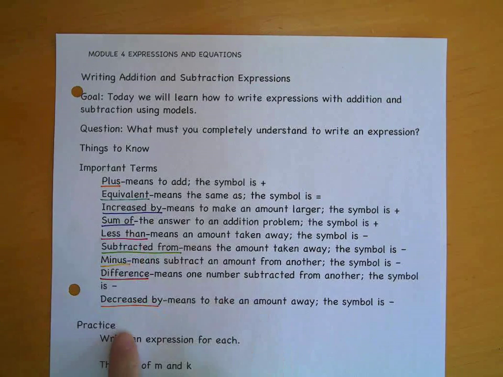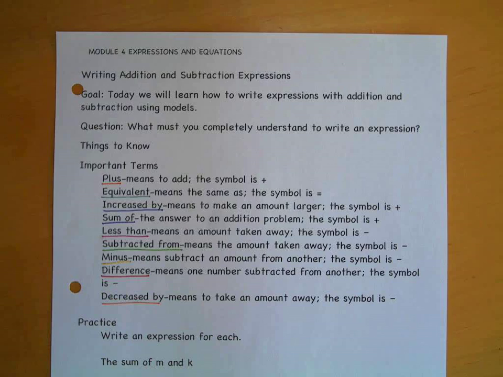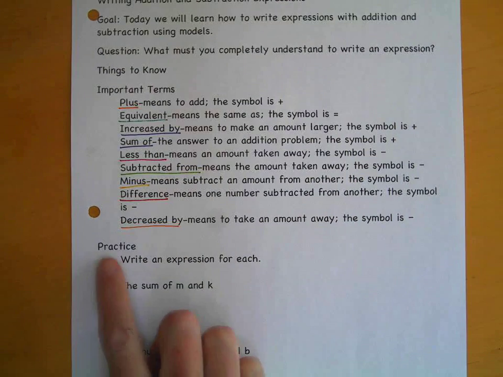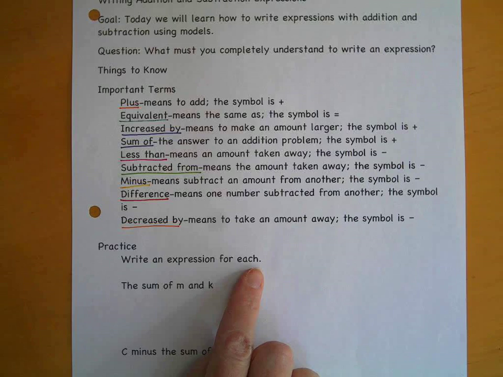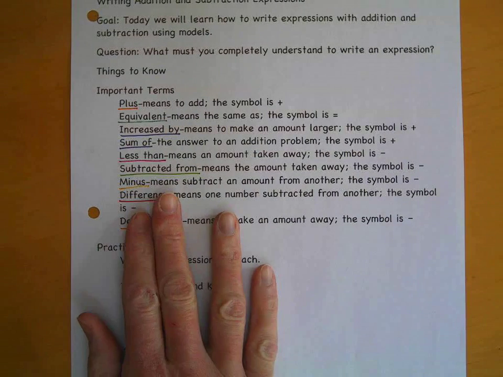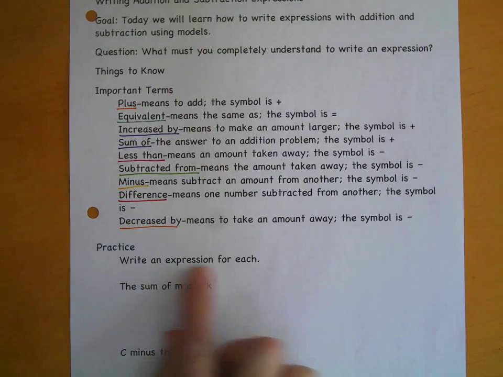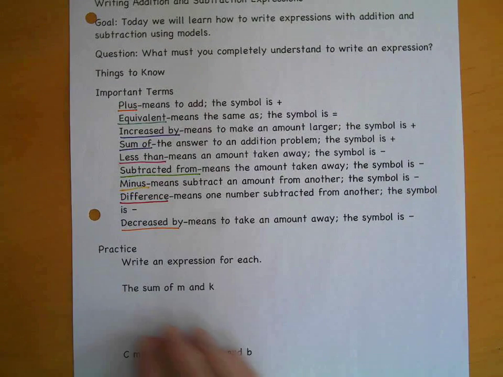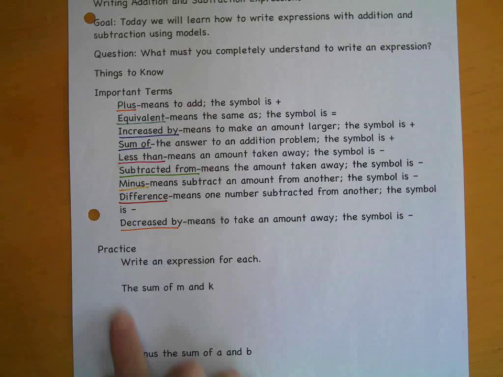And the symbol that we use for that, again, is the subtraction symbol. So you have seen all of these different terms that we use when we're working with expressions. And now when you see them written, you will know what symbol we expect you to use. So now let's try it. Okay? It says in the practice section, write an expression for each. We're using the terminology we identified up here. We're going to write an expression using symbols and numbers to represent the math sentence that's written in words.